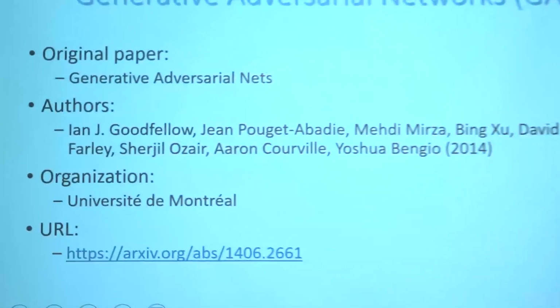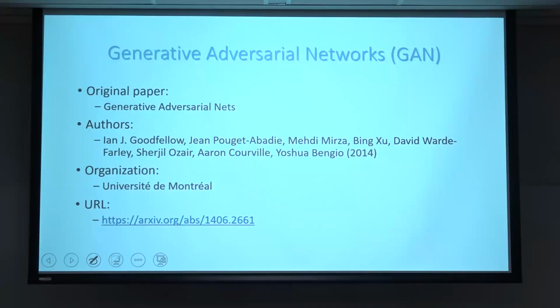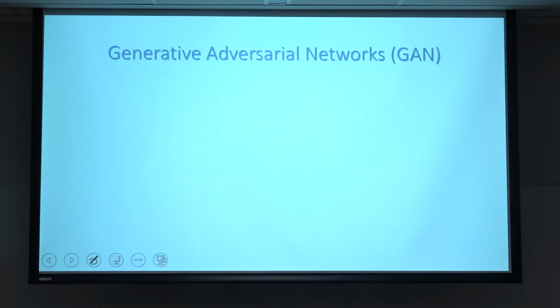So there's another way of making a generative model. It's called adversarial network, or GAN, Generative Adversarial Network. That's the first paper that introduced GAN. It was 2014. It is very popular these days.